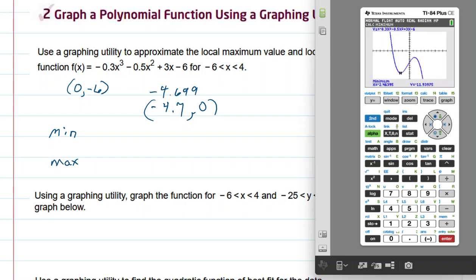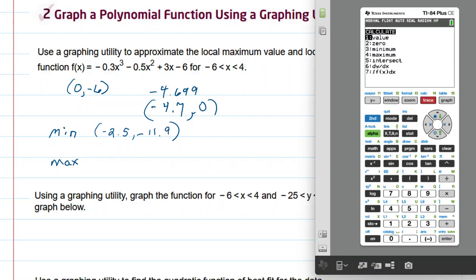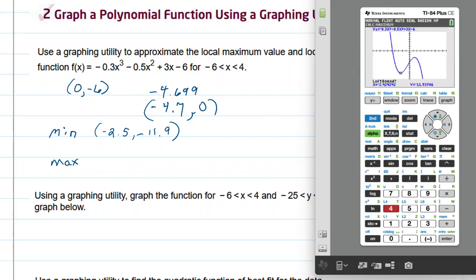All right. Everybody good? So we said a negative and a negative 11.9, I think is what I said, right? Okay, now we're going to do the next step, and it's always a command. Calculator is not AI. It must be given a command. So we're going to go second calc, and we're going to do max, which is number 4. Is everybody there at number 4?